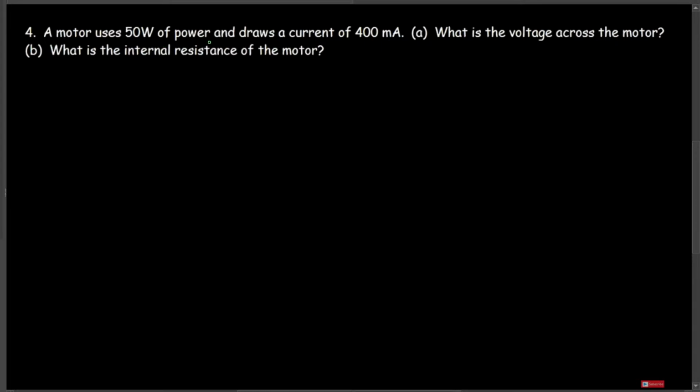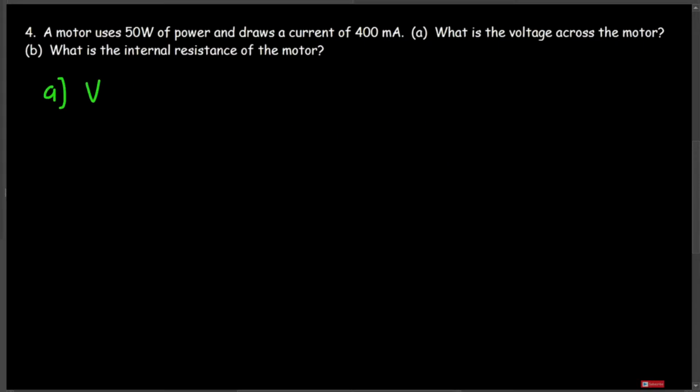A motor produces 50 watts of power and draws a current of 400 milliampere. What's the voltage across the motor? The second question is asking what is the internal resistance of the motor. So first the question is asking what is the voltage across the motor. So we want to find out the V.